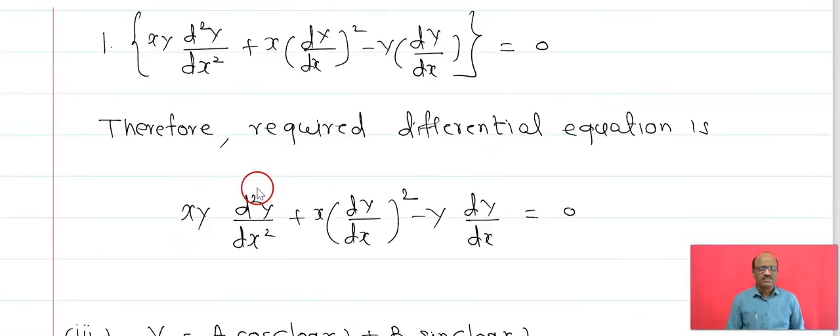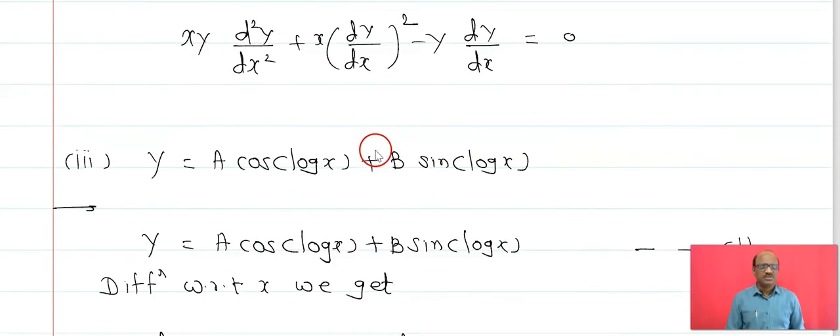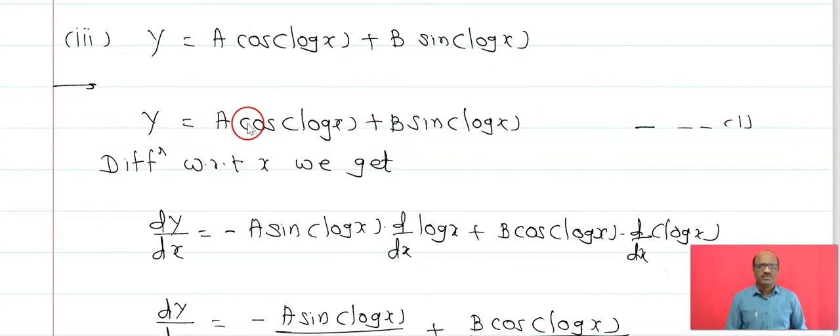And therefore if we simplify this, then you will get xy d2y by dx square plus x into (dy by dx) bracket square minus y into dy by dx, that's equal to 0. This is the required differential equation. Now the next problem is y = a cos(log x) + b sin(log x).